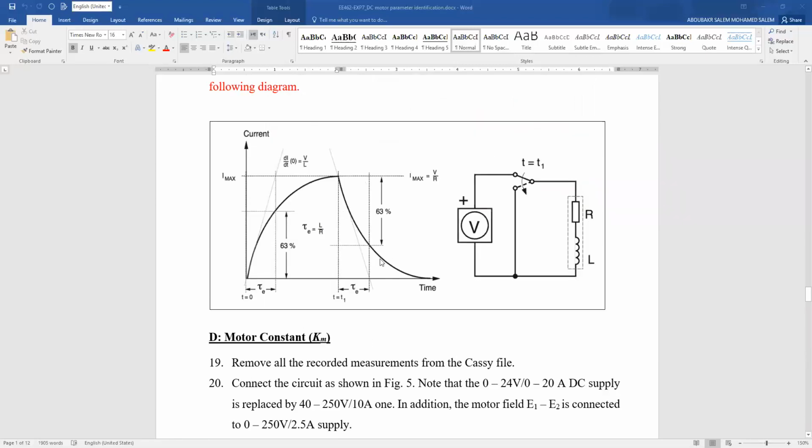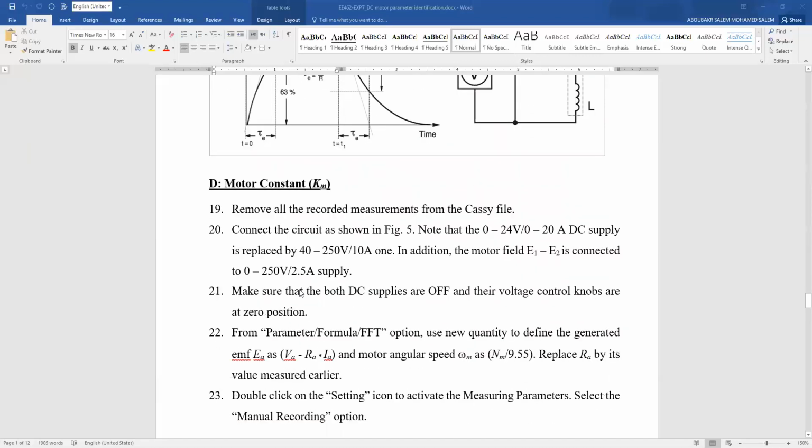Now, this will be the procedure, how we are going to take the results from the test in order to obtain the time constant value. So at the end of this lab, I will provide you with the data or curves, and you have to calculate all of the parameters required. Right. Next parameter, which is motor constant Km.